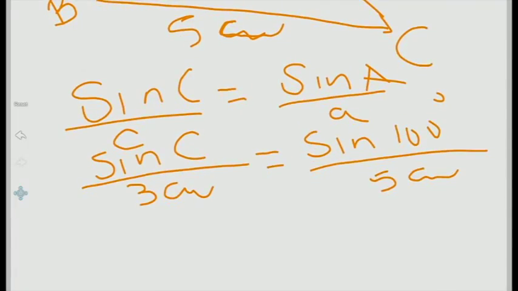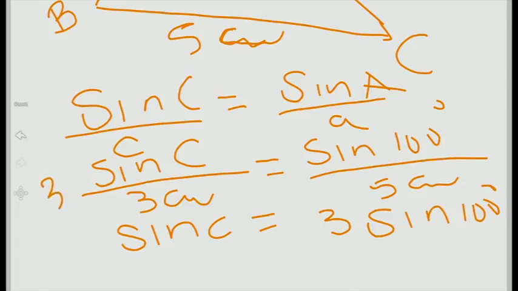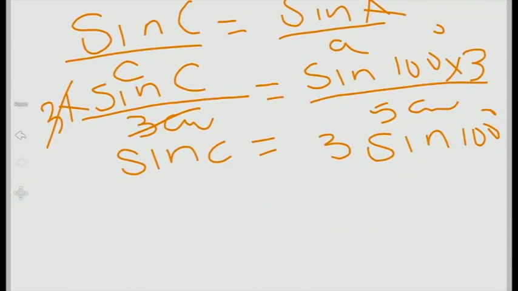We are looking for sine C. One thing we do not have is angle C. We'll start by finding angle C. So we'll have sine C is equal to 3 sine 100. We are multiplying by 3 on both sides. These 3s will cancel, leaving sine C on its own. So 3 times sine 100 is 2.95.